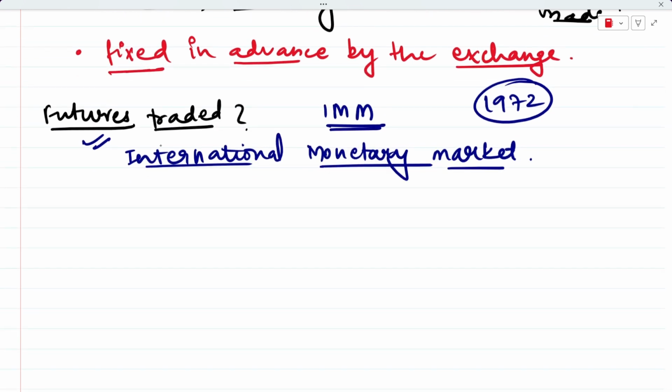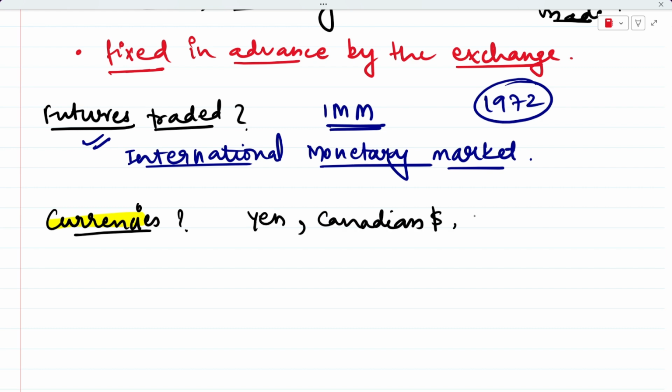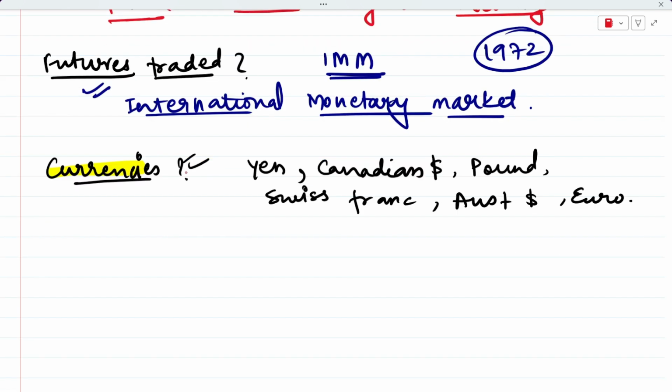Our next question is: what currencies can you trade futures in? We can only trade very specific currencies. First is the Japanese yen. Then we have the Canadian dollar, the British pound, the Swiss franc, the Australian dollar, and the euro. We can only trade futures in these currencies. We don't take into account any other currency except for these.